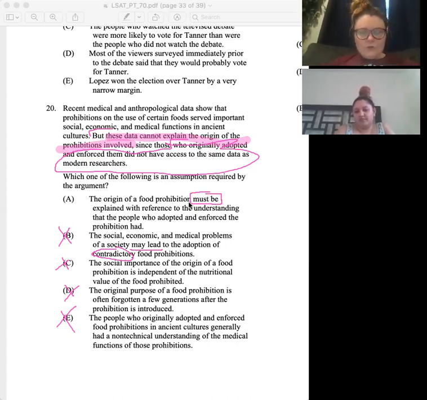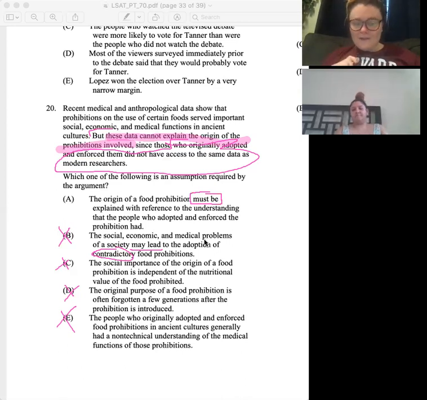So the origin of food prohibition must be explained with reference to the understanding of the people who had adopted and enforced the prohibition. That's saying we can't explain the origin unless the people explaining it had reference to the same understanding the people had. Because what happens if they don't need that? What if it doesn't have to be explained with reference?